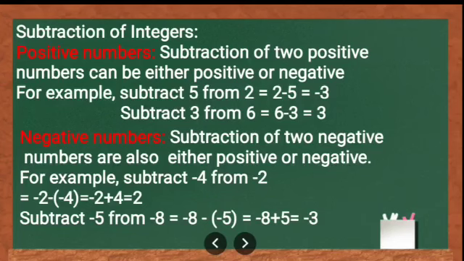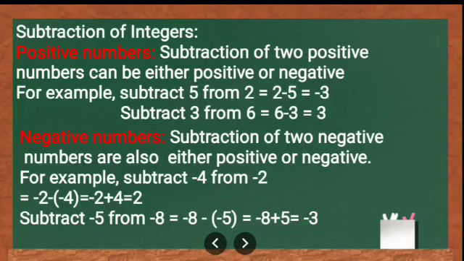For example, I'm taking another example. Subtract 3 from 6, which is 6 minus 3. The signs are different, so 6 minus 3 is 3, and the largest number is 6 and its sign is plus. So the answer is plus 3. So subtraction of any two positive integers can be either positive or negative.